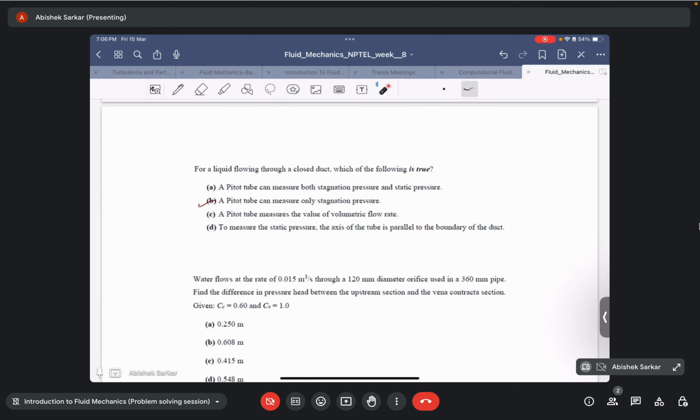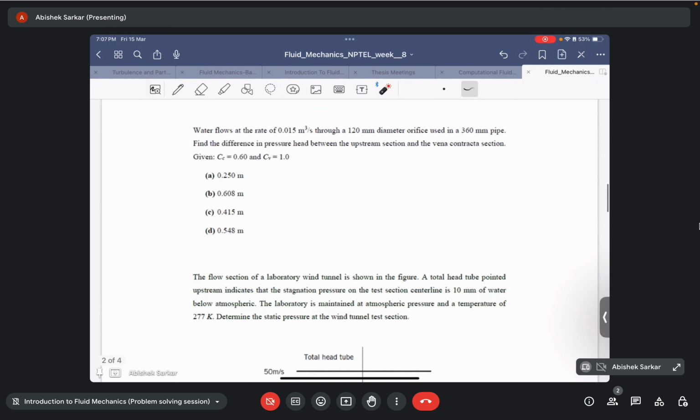To measure the static pressure, the axis of the tube is parallel to the boundary of the duct. Then again, that's not the case. In order to measure the static pressure, we see that the taps for the manometer or the piezometer are usually perpendicular to the direction of the flow, and that is how they measure the static pressure. So again, this is wrong. The only correct option is option B.